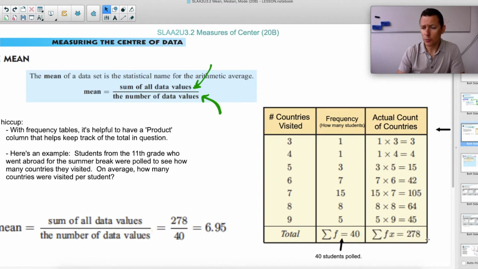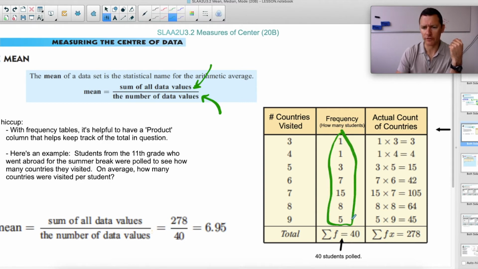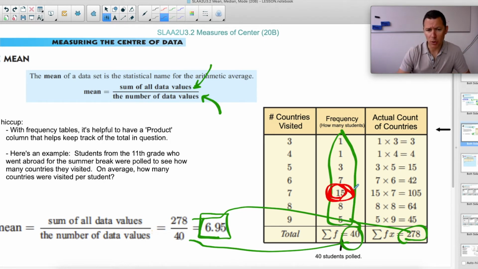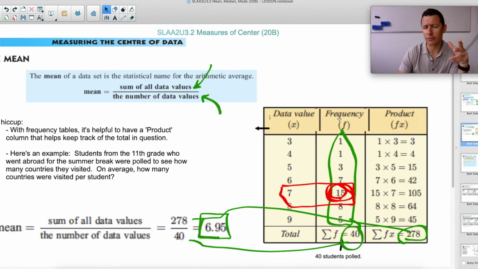All right, so 278 country visits have occurred over summer, and 40 students have weighed in on that. This is 40 students if you add them up. So to find the mean, you'd say that this is 278 and this is the 40, and your average is around 7, which looks to be the case because this was the mode, and so the mode and the mean are in a similar spot. You might call these the data value, the frequency, and the product of the two.